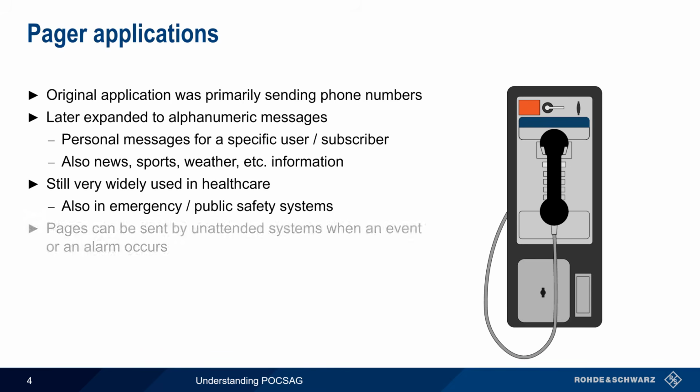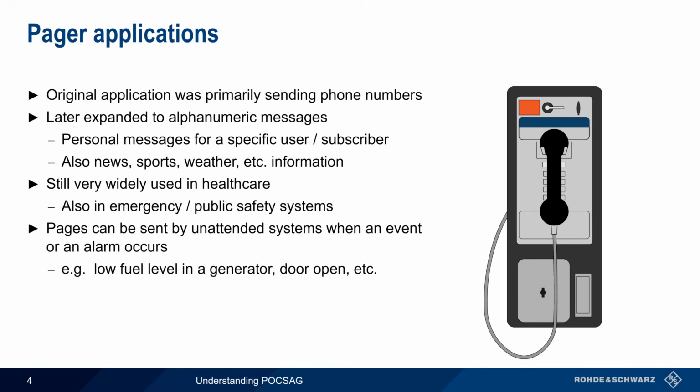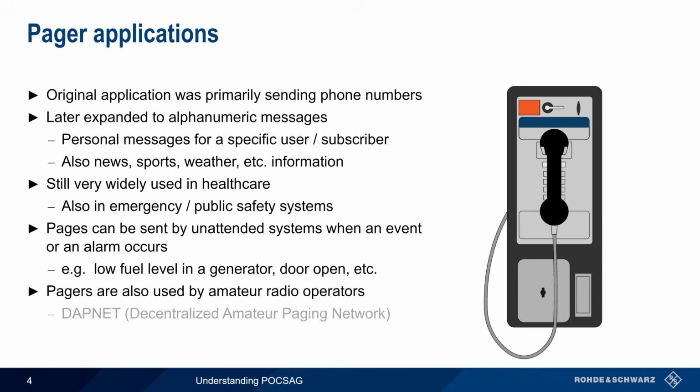One less-known application is pages that are sent by unattended systems when an event or alarm occurs. For example, an unattended system could send a page when a generator begins to run low on fuel, or when a door is opened. And finally, amateur radio operators have repurposed commercial pagers for non-commercial applications, the best example of which is DAPnet, or the Decentralized Amateur Paging Network.